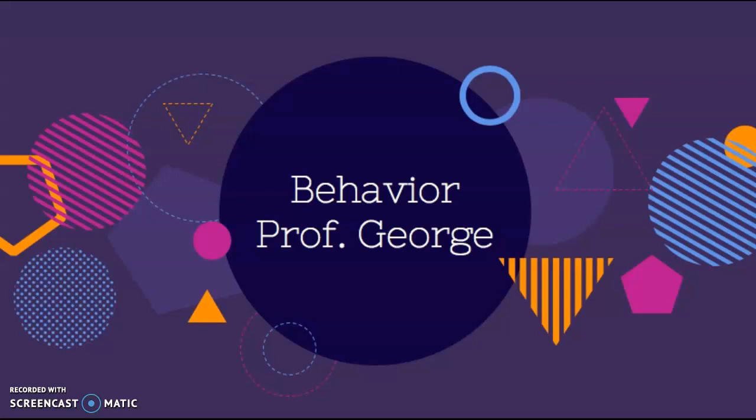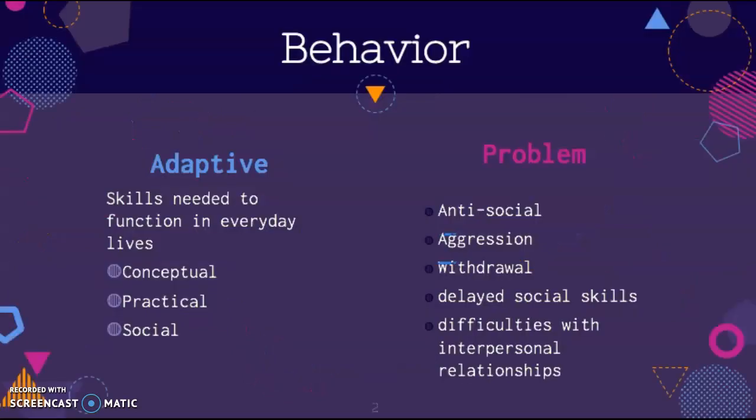Behavior can be divided into two categories. We're going to divide them into adaptive or problem behavior. So adaptive behavior are those skills needed to function in everyday life. Problem behaviors are those behaviors that are externalized or internalized that you see as a problem in the classroom.